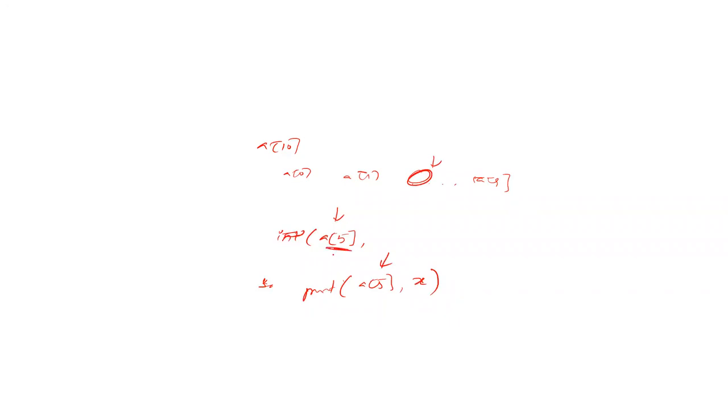I'm not passing the total array, I'm passing only a single element. In that situation, you have to declare the parameter as int, because this is just a single variable of the array. An array element is a single variable, therefore it is also integer type. I'm not passing the whole array, I'm passing only a single variable in an array. Okay.